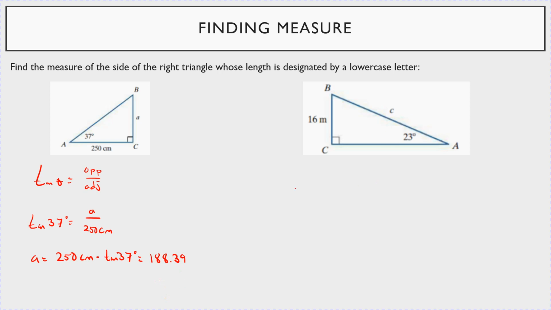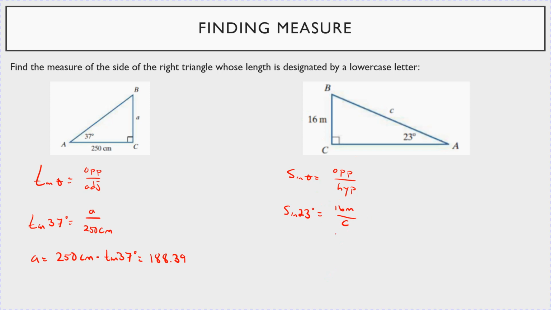Let's try this one here. So I've got the angle, and then I've got the side opposite and the hypotenuse. Well, isn't sine of theta equal to the opposite divided by the hypotenuse? Yes. So sine of 23 degrees must be equal to 16 meters divided by c.